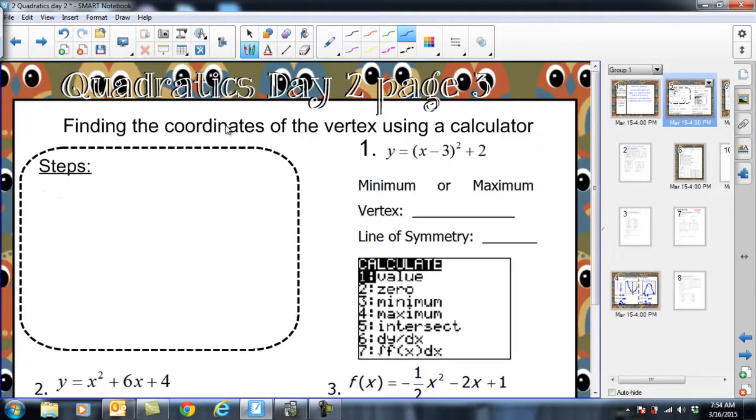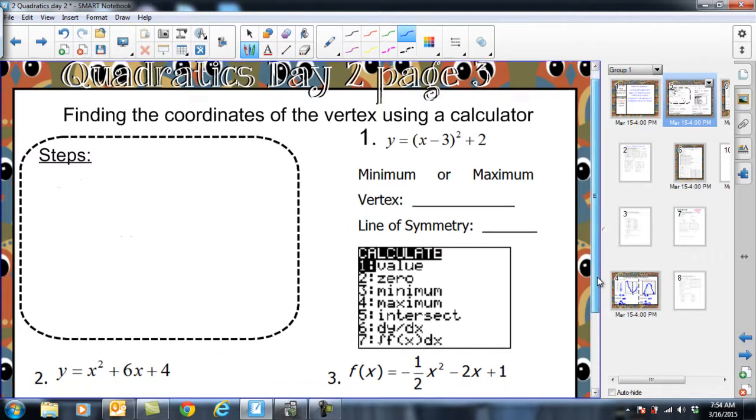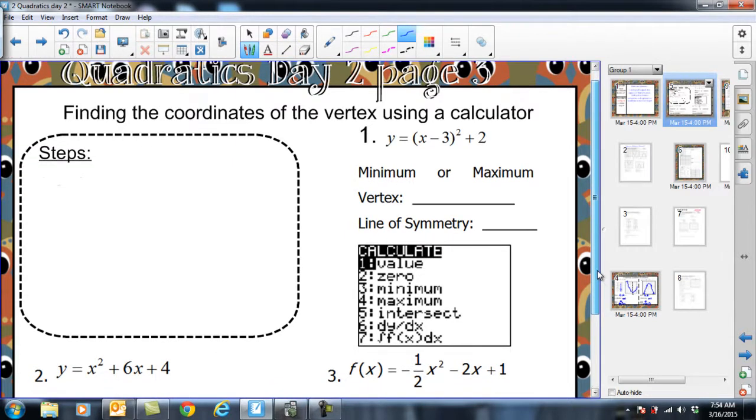So let's keep going. So now we're going to find the coordinates of the vertex using a calculator. We're just going to use our calculator to look at it and to find the vertex. And we're going to actually have it find it for us. So here's our function. We have this x minus 3, the whole thing squared, plus 2.